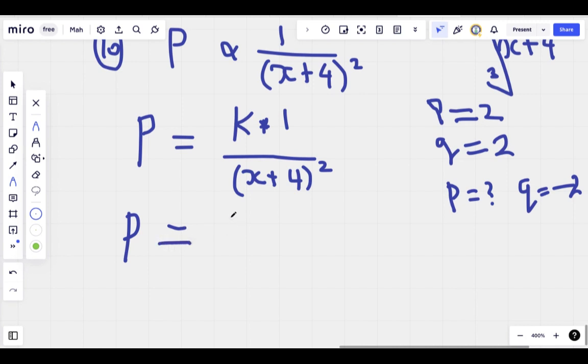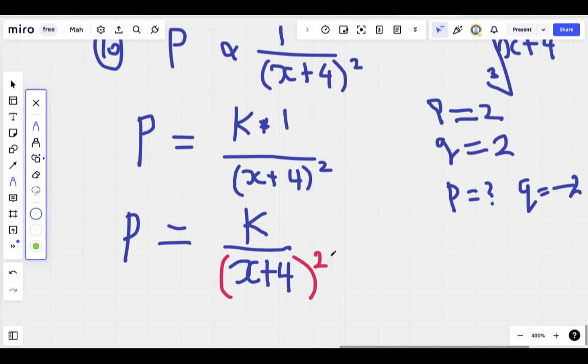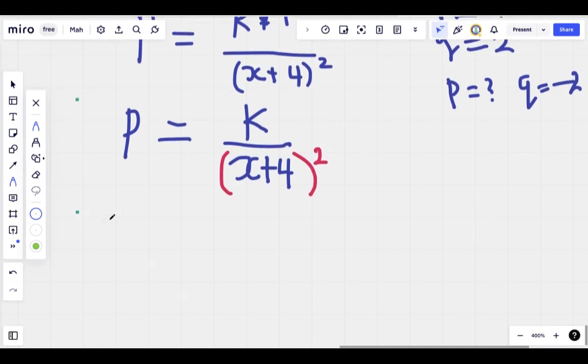So we say p equals k over x plus 4 raised to the power of 2, since k times 1 is k. So this is what k is. The next thing for us to do is to put in the values. Now p is 2, I put 2 here, and k we don't know, that's what we're looking for, all over x plus 4, x is 2.